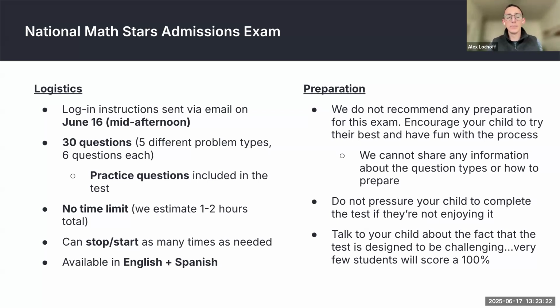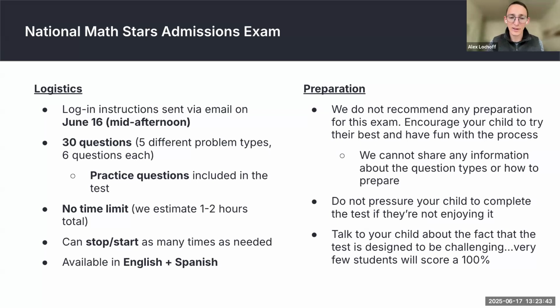And lastly, please talk to your child about the fact that this test is going to be hard. Last year, the average score was a 53%. And of those who have submitted already, we've had a few early submissions. The average so far is only a 49%. So this is a really hard test.